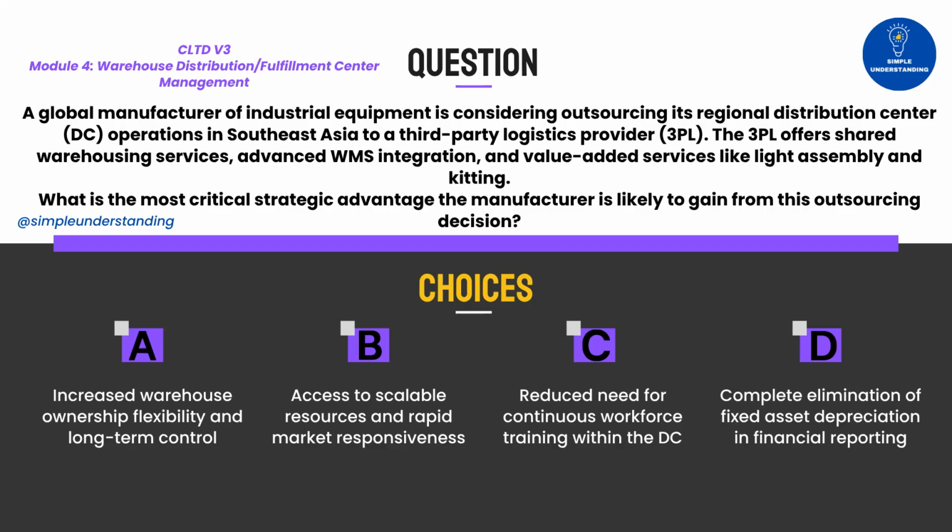Question 1. A global manufacturer of industrial equipment is considering outsourcing its regional distribution center, DC, operations in Southeast Asia to a third-party logistics provider, 3PL. The 3PL offers shared warehousing services, advanced WMS integration, and value-added services like light assembly and kitting. What is the most critical strategic advantage the manufacturer is likely to gain from this outsourcing decision?